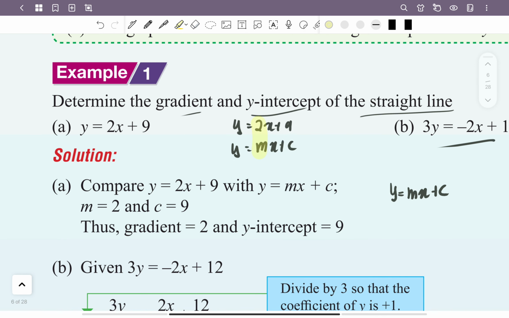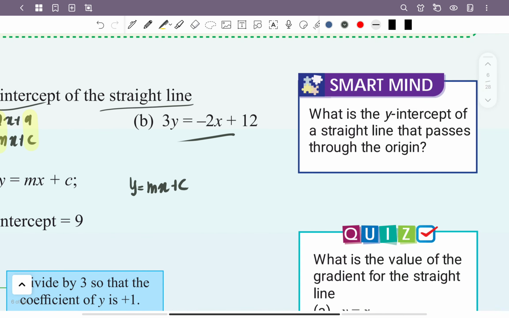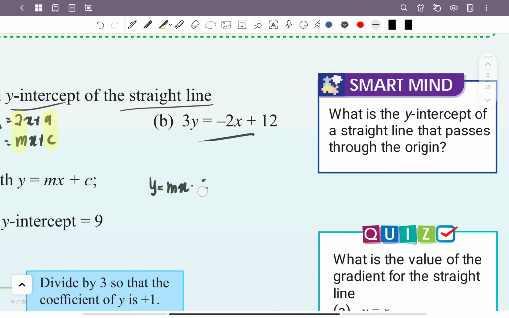M is 2, C is 9. So correct or not? See? Correct. So for B, we write the equation first. So M is negative 2, C is 12. Correct?